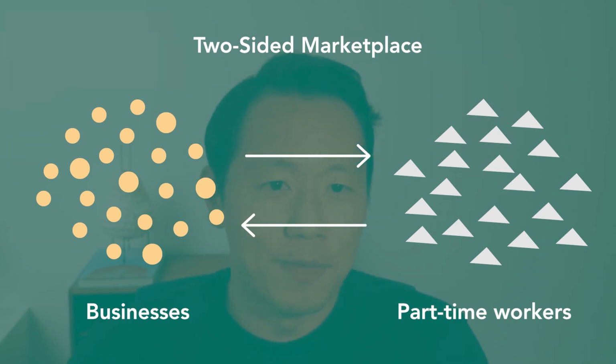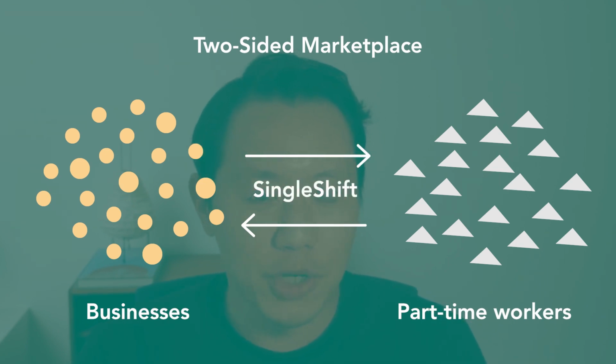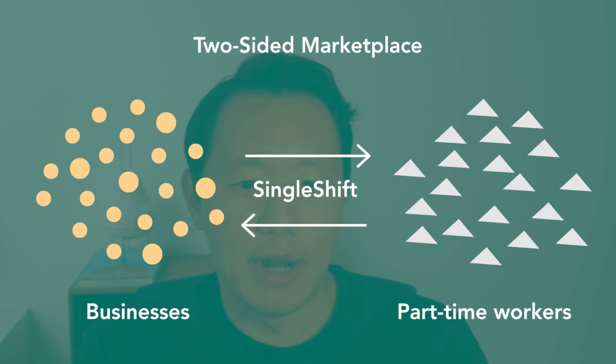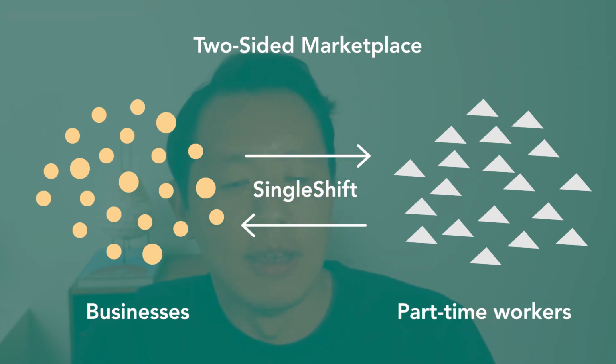And the whole reason that I called it Single Shift was because it was based around one single shift. So you don't have to work for more than this. Everything's built around this one atomic shift. And so we called it Single Shift.